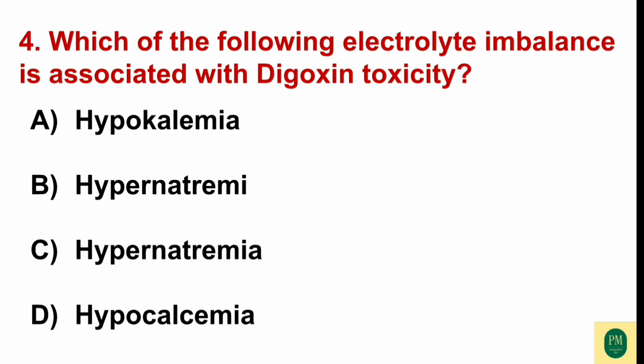Which of the following electrolyte imbalances is associated with digoxin toxicity? Option A. Hypokalemia. Option B. Hypernatremia. Option C. Hypernatremia. Option D. Hypocalcemia. The correct option is option A. Hypokalemia.